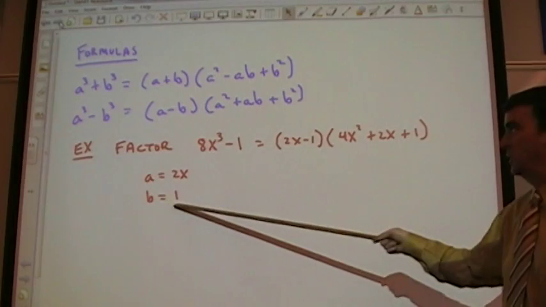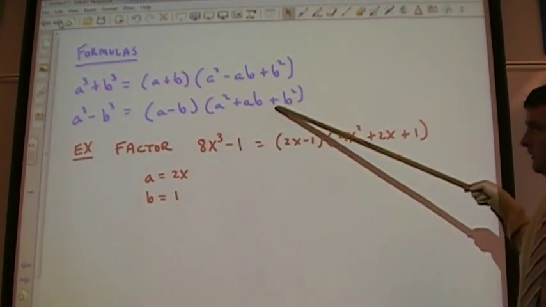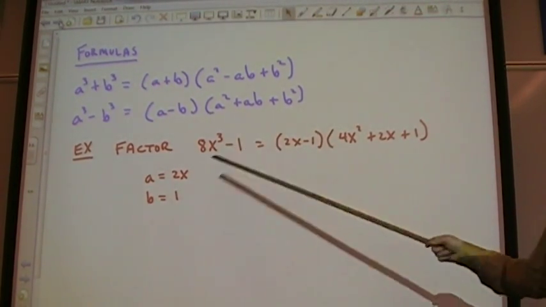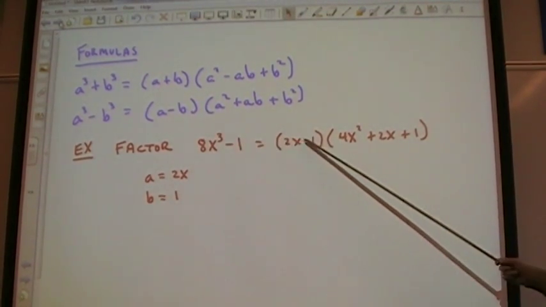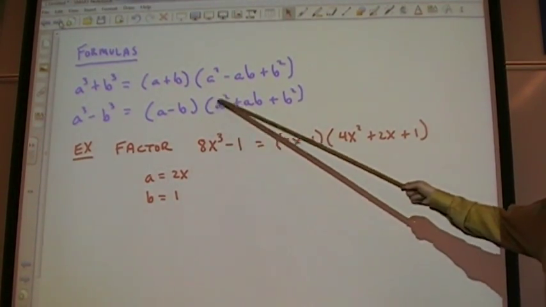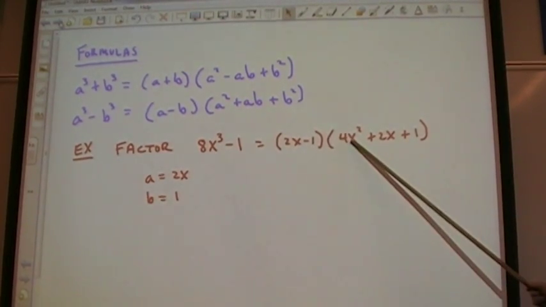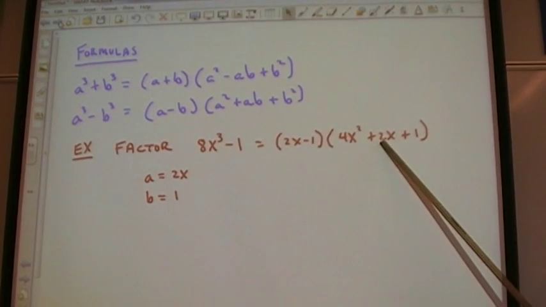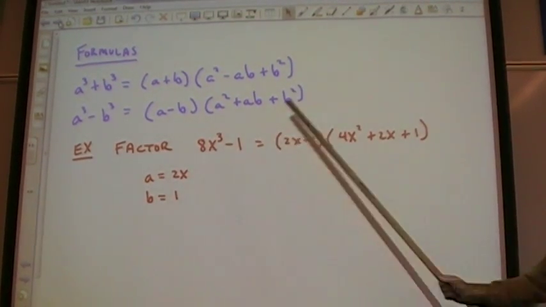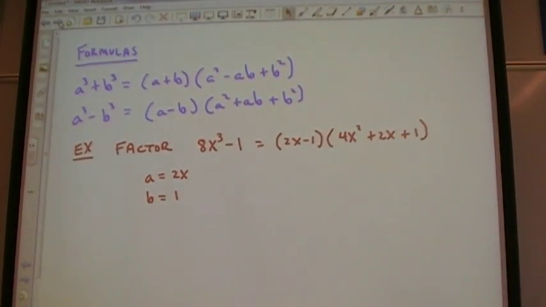And all you do is take those and plug them into the second formula because this is a difference of cubes. So all you do is get 2x minus 1 right here. What's a squared? 4x squared. A times b is 2x, and b squared, 1 squared, is 1. That's it. You're done right there. You do not try to take it further. That's the answer.